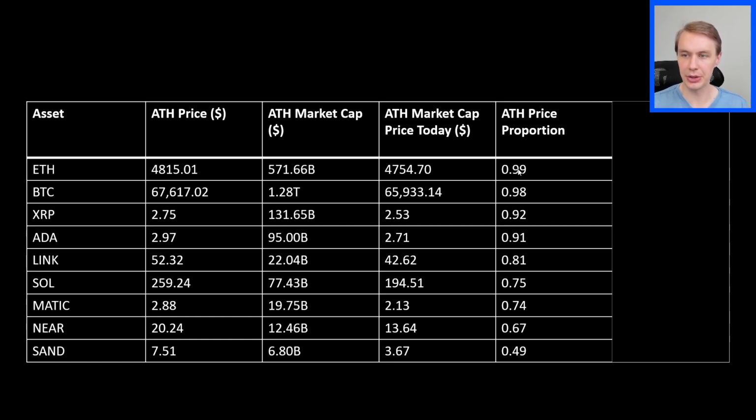And so really what this metric allows us to do, this all-time high proportion, is it allows us to compare different assets against each other and then understand how much the supply dynamics have changed over time relative to when that all-time high price happened.